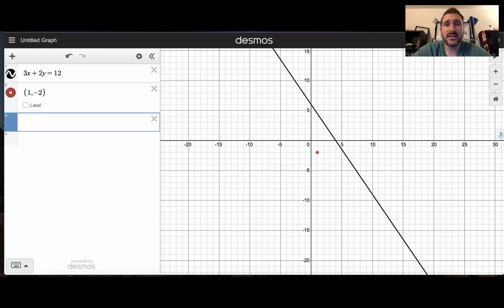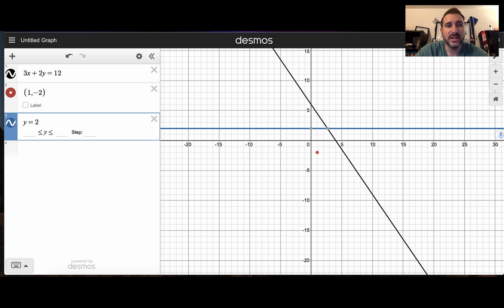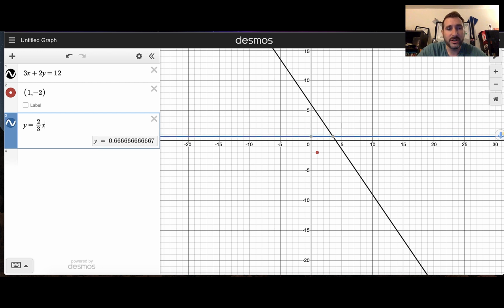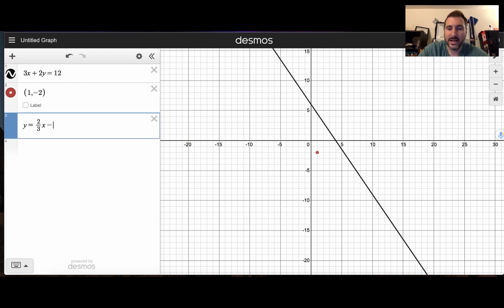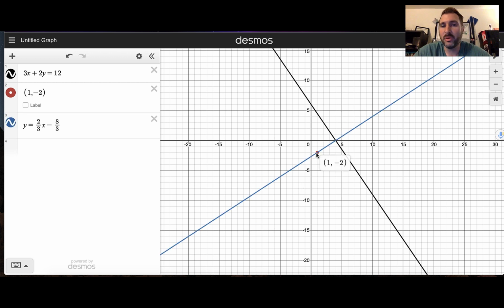We can use Desmos to check to see if we have the correct line or to go through and help us solve it. So here I'm just going to check to see if I have the correct line. So we said our perpendicular line was 2/3 x and then minus 8/3. Does it go through the point? Yes. Is it perpendicular to the line that we were given? Yes.